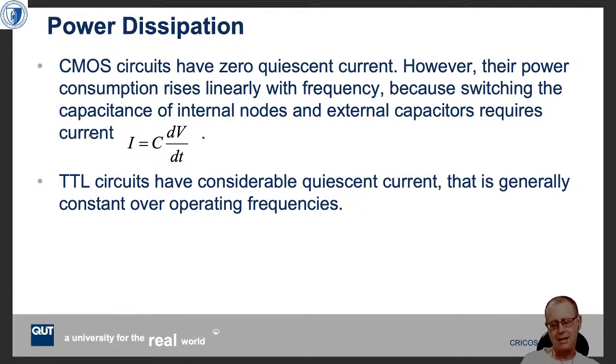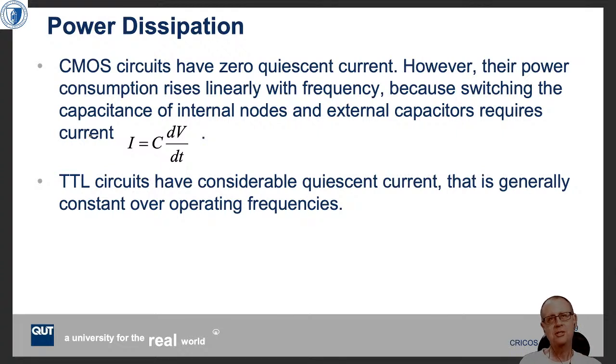Right, and another part of the reason why CMOS devices are good power-wise is, as it says, they have zero quiescent current. Quiescent current means if nothing else is happening, the device consumes zero current. TTL devices are different in that even if nothing else was happening, they already have a current. The quiescent current is non-zero.